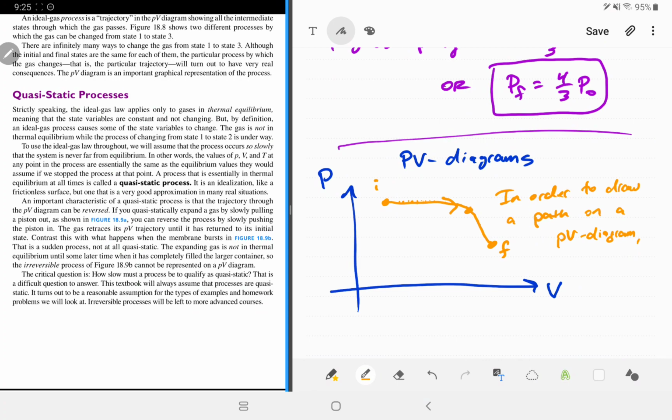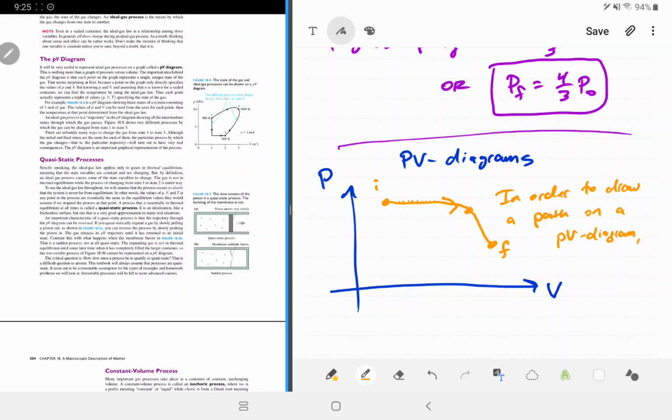That is a difficult question to answer. The textbook will always assume that it's quasi-static. It turns out to be reasonable for the types of examples and homework problems that we will look at. When we talk about engines and refrigerators in a couple chapters, that's the point. Like engines, have quickly moving parts, and you might think, well, this approximation is not a good one.